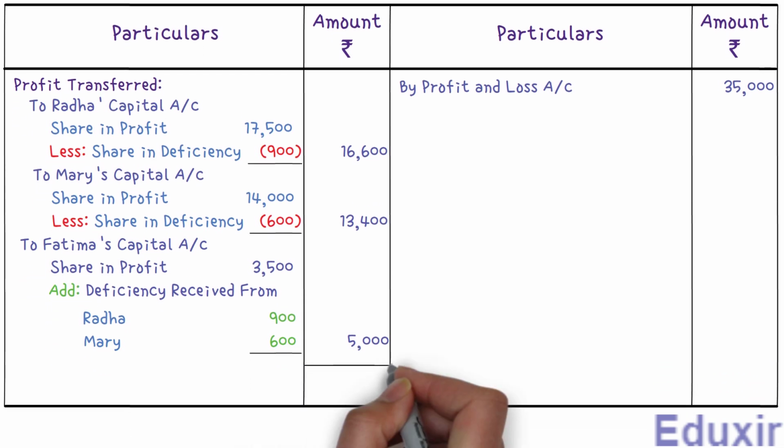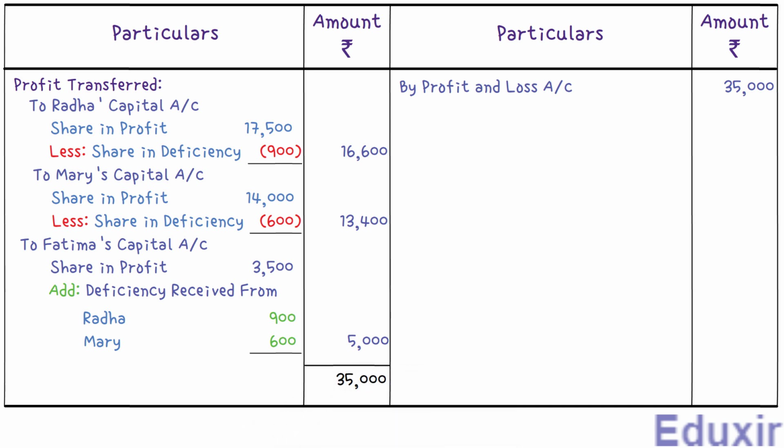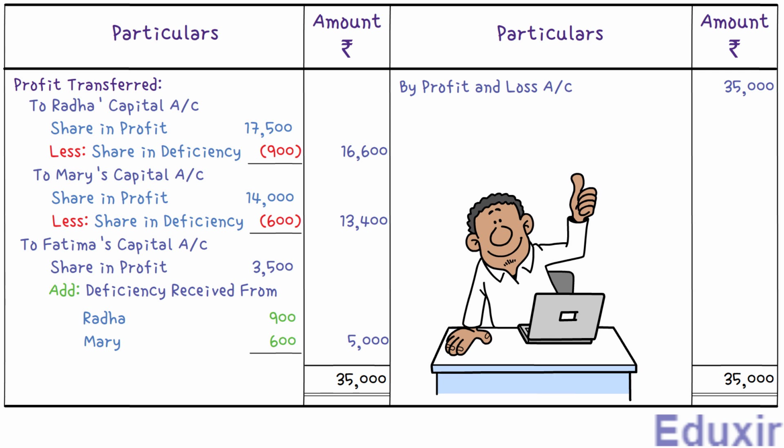Now, the total on the debit side of the profit and loss appropriation account is 35,000 rupees. Similarly, the total on the credit side of the profit and loss appropriation account is also 35,000 rupees. So, the profit and loss appropriation account is balanced. With that, we have come to the end of the solution to this problem.